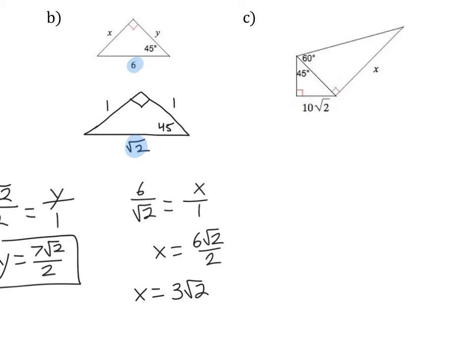And if x is 3 root 2, so is y, because this is, in addition to being a 45, 45, 90, also an isosceles triangle. So y also equals 3 root 2.